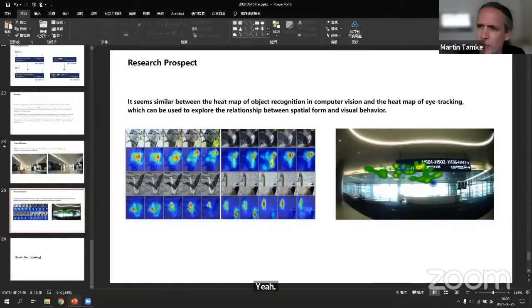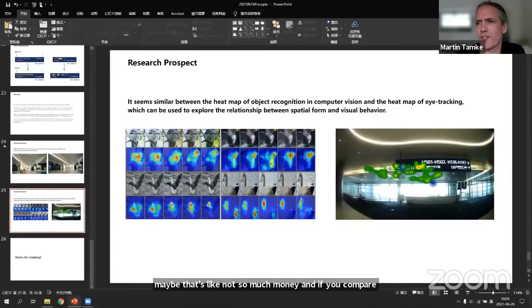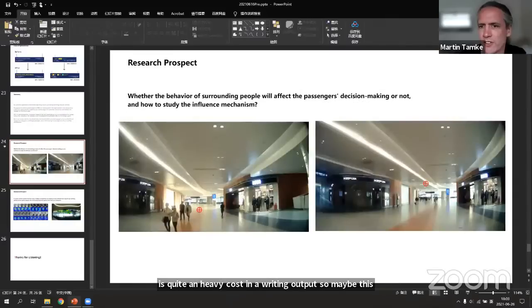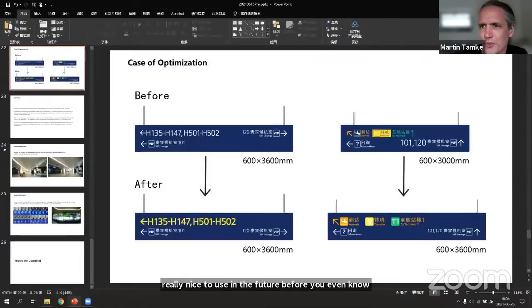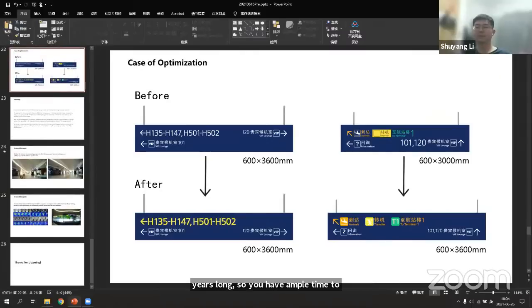Yeah, or even maybe just putting, you had 175 people in your study, I read. So maybe that's not so much money, if you would use those 175 people before actually putting up all those signs, in the design process of signs for an airport, right? Now you probably have the cost of commissioning people in the study, but then also changing all those signs as you concluded is necessary, which is quite a heavy cost in a running airport. So maybe this tool that you've developed would be really nice to use in the future, while you plan and build an airport, which is still several years long. So you have ample time to take a design and then check it. Right?